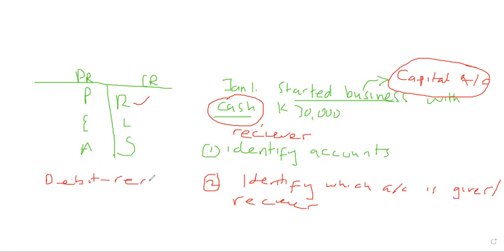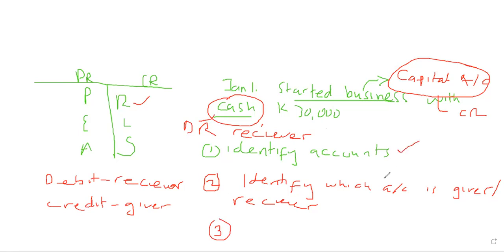So we have identified the two accounts there. Therefore, which one is a giver, which one will be debited, and which one will be credited? The giver is always credited, and the receiver is always debited. So the way I want us to move is in three stages: 1, the identification of the accounts; 2, identifying which account is a giver and which account is a receiver; 3, which account will be debited and which account will be credited. So that's the way I want us to move, and we go through these three.